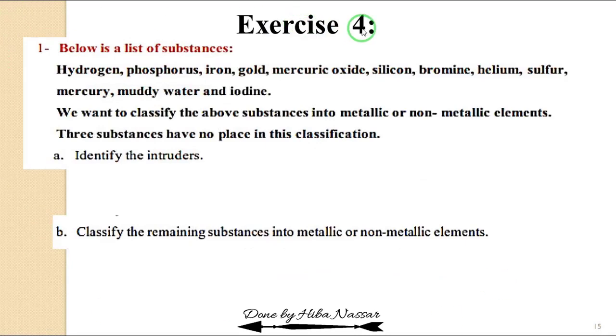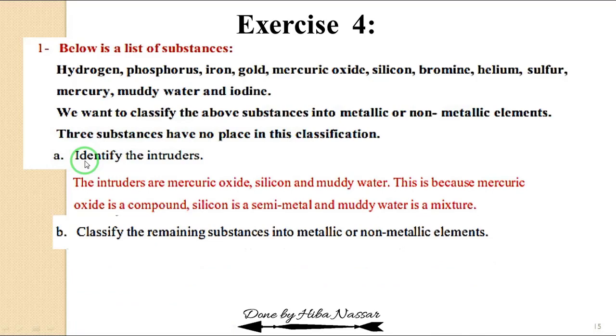Now exercise number 4. Below is a list of substances. We have hydrogen, phosphorus, iron, gold, mercuric oxide, silicon, bromine, helium, sulfur, mercury, muddy water, and iodine. We want to classify the above substances into metallic or non-metallic elements. 3 substances have no place in this classification. Part A. Identify the intruders.